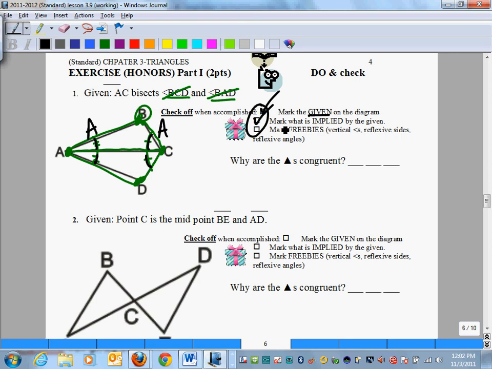Then we do our freebies. We're looking for vertical angles, reflexive sides. Trace with me AC. And it's equal to itself because it's shared. Put an S. Why do you put two hats on? You didn't make it back in time. Could be one. Yep. Now, you ask, why is it congruent? ASA. Yes, cell phone over here. Okay? Yes, because it's pair of angles, pair of sides, pair of angles.